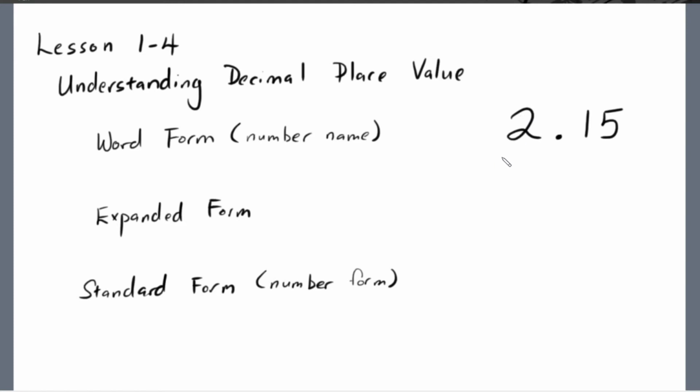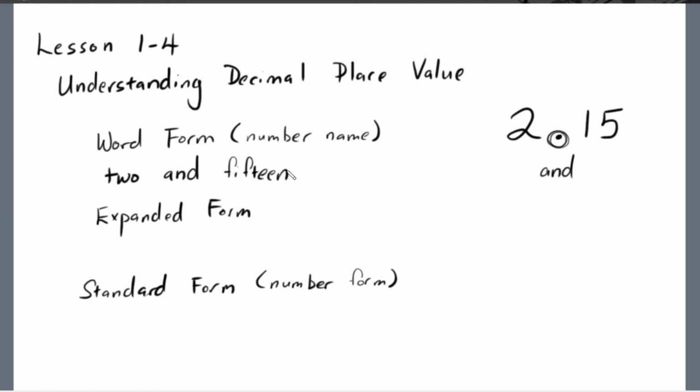So we're going to read our left side. And on the left side, we just have a 2. So we're going to read that as 2. And then we read decimals as the word and. So we have 2 and then we read the right side. So we read the left side already. Now we read the number on the right side. The only thing we see on the right side is the number 15. So it's going to be 2 and 15.